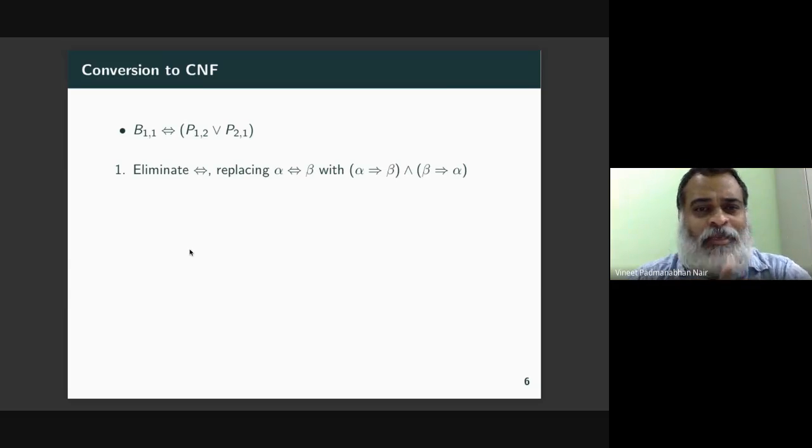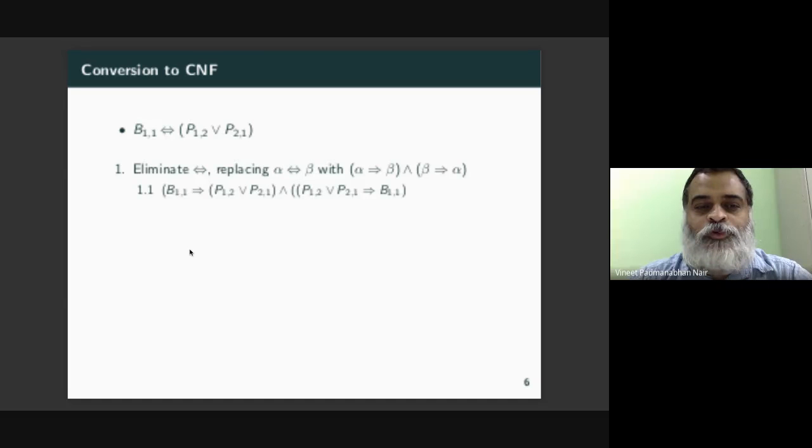So eliminate the biconditional, replacing the biconditional with implication. It is a kind of formula we saw in the last class also. So when you eliminate the biconditional, obviously you get a formula like this: B11 implies P12 or P21, and the other way, P12 or P21 implies B11. That is the first step. Now, can anybody tell me what could be the second step?